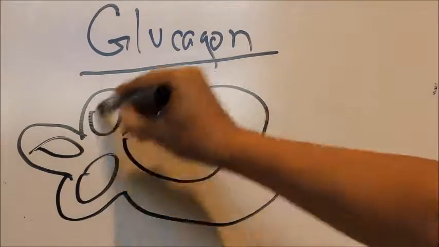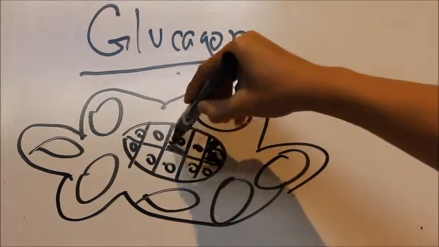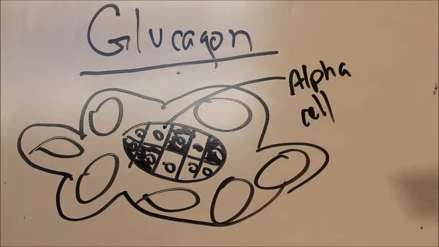Glucagon is also produced in the pancreas, in the islets of Langerhans. However, unlike insulin, glucagon is produced in the alpha cells, which are not shaded. The alpha cells transcribe genes that code for the hormone.